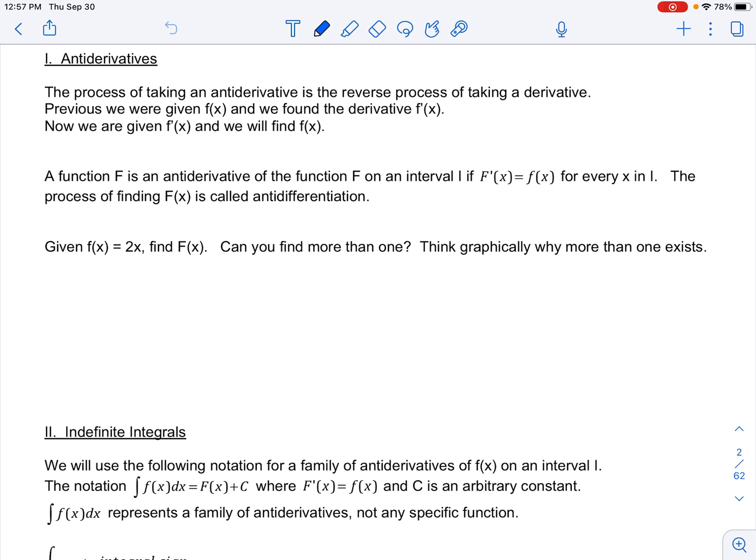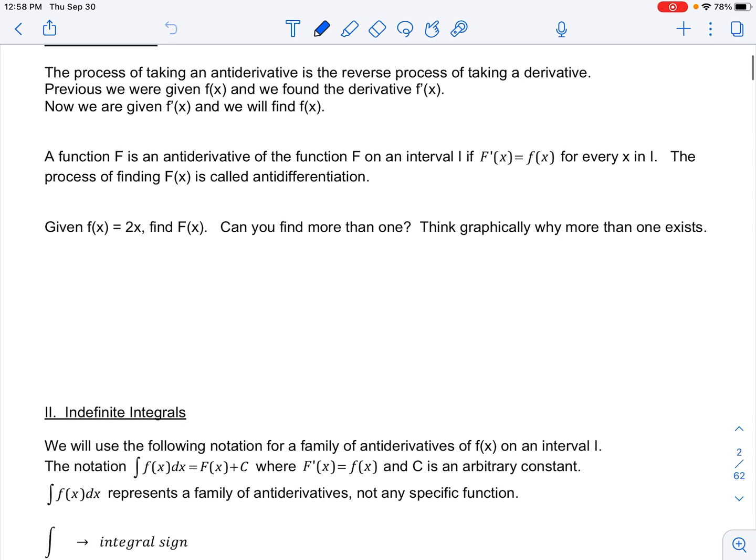In this unit, we're going to do the reverse process of taking a derivative, which is called an antiderivative. So previously we were given f of x and you were asked to find f prime of x, the derivative. Now you're going to be given f prime of x and go the other direction and find f of x, or the original function that would give you that derivative.